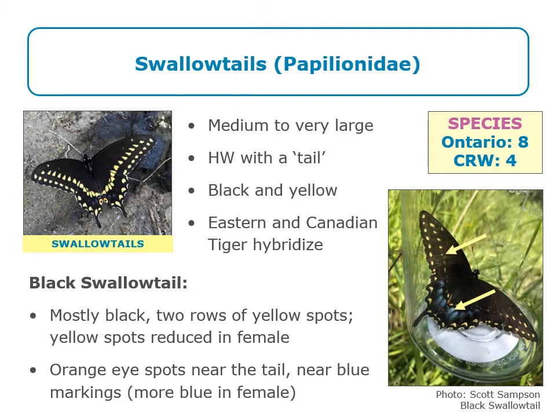Probably the most common of those is the black swallowtail. So this is a mostly black butterfly. It's got 2 rows of yellow spots along the edges of the wings. The yellow spots are a little bit smaller in the female, so the picture in the bottom right of the slide is a female. And there's also orange spots near the tail, so near those bits sticking out the hind wings, near the blue markings. Females have more blue than the males do.